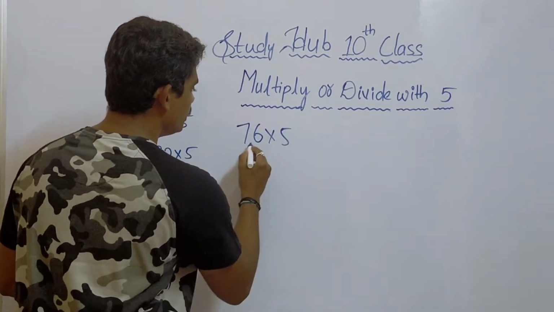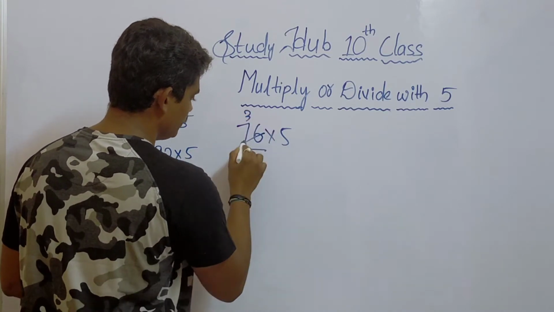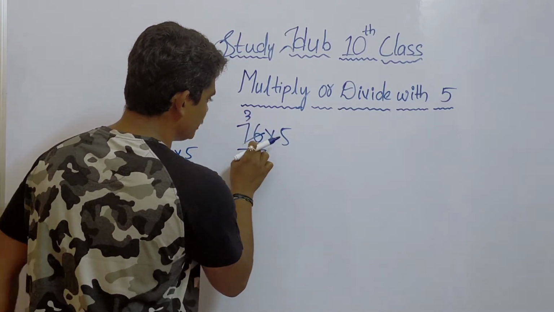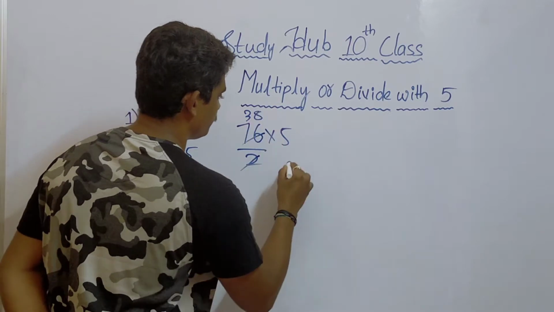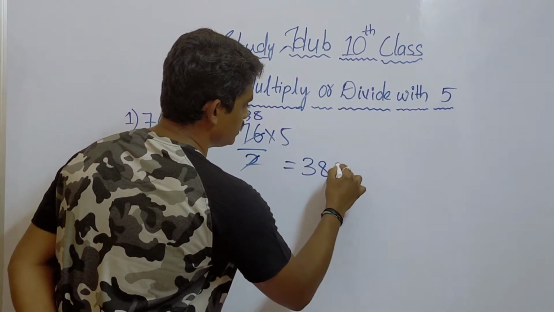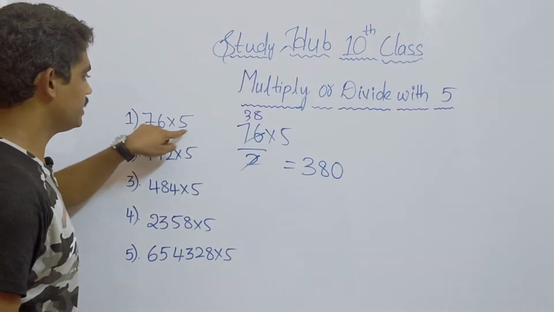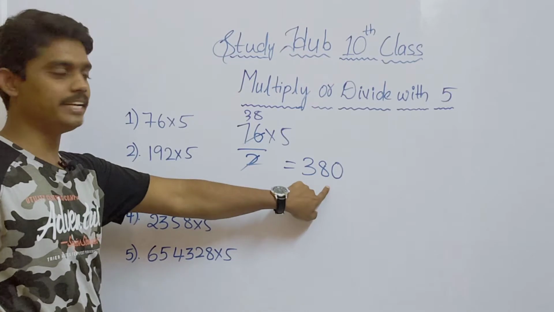As I have said, divide the given number by 2. 2 3s are 6. What is remaining? 1. 1 6 is 16. 2 8s are 16. So 38. And as we have discussed, put a 0 in the end. So the multiplied value of 76 into 5 is 380.